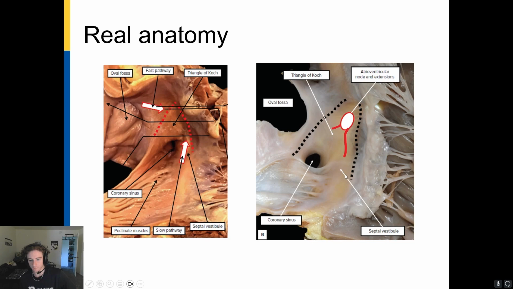This triangle forms with the base of the triangle being the coronary sinus, and then you have the vestibule of the tricuspid, and then the tendon of Todaro forming that triangle of Koch. But yeah, triangle, and then right at that base, it would be penetrating into there. But here's the AV node. This would be the compact node, inferior nodal extension, that kind of thing.